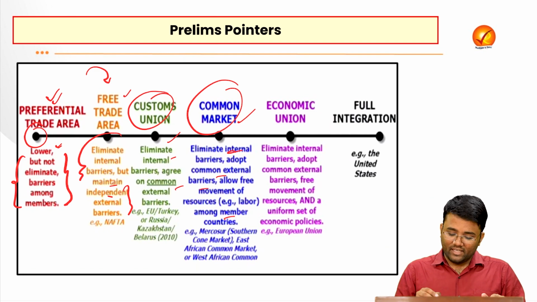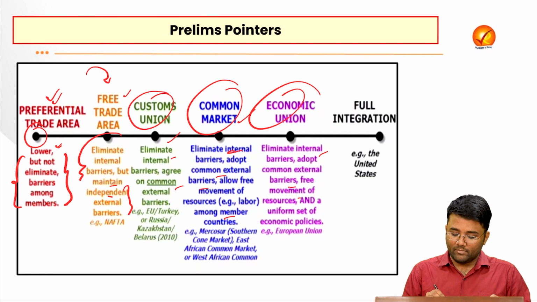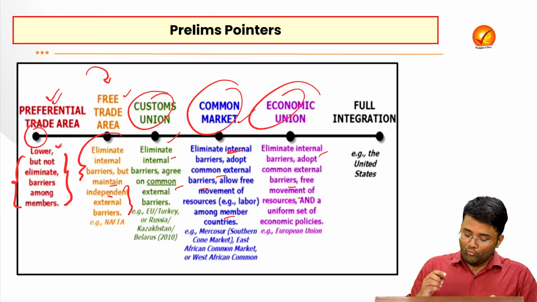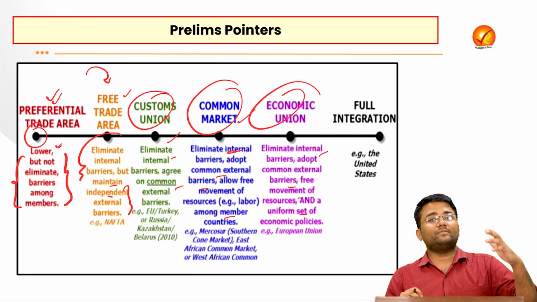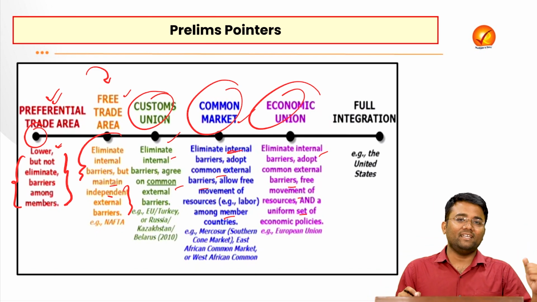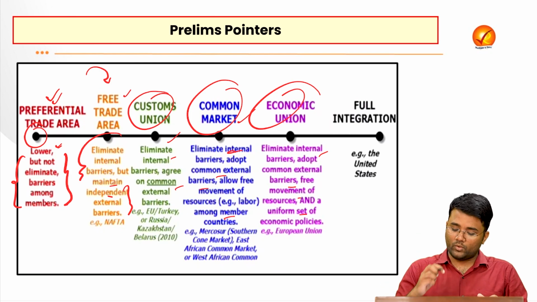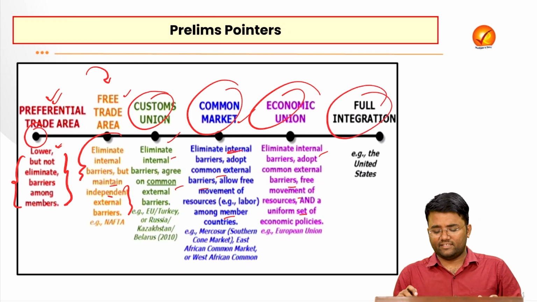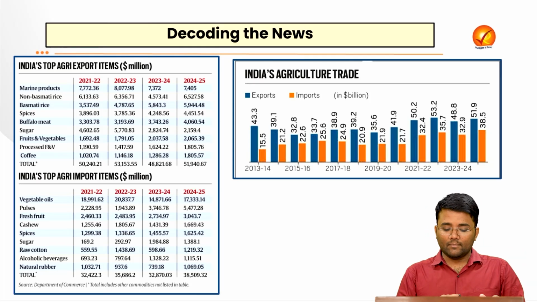There is less restriction. In the economic union we will be eliminating internal barriers and adopting common external barriers. There will be free movement of resources, and a uniform set of economic policies too, like the industrial policy and the trade policies. That will also be decided together. And then there can be full integration, for example what is happening among the different states in the United States.